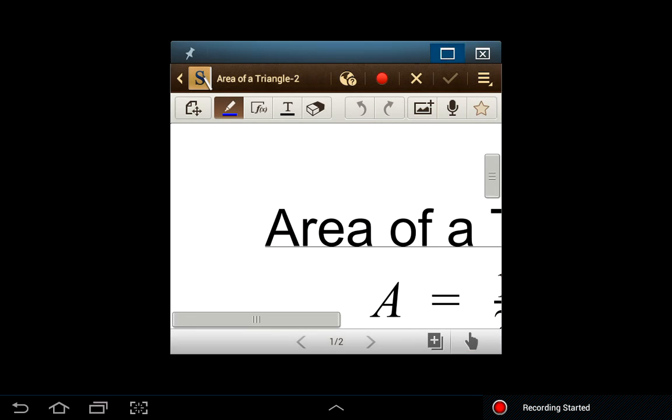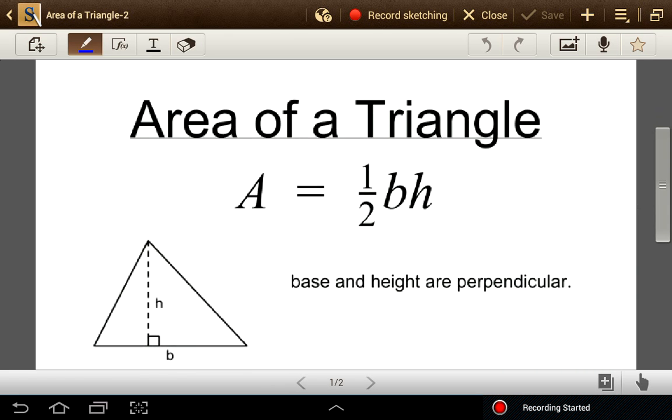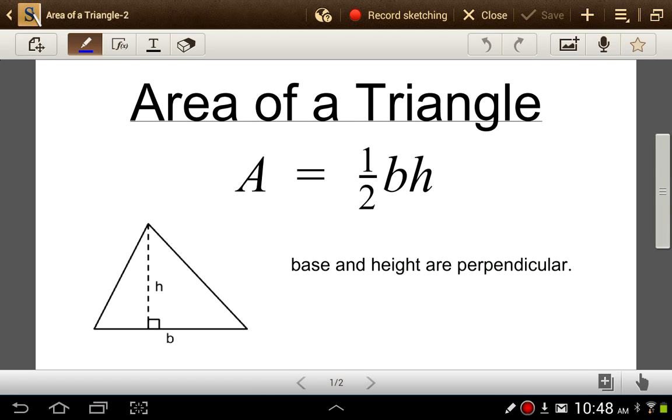Alright, here's how you find the area of a triangle really quickly. The area of a triangle formula is 1/2 base times the height. The reason we have the 1/2 in there, as opposed to the parallelogram, which was just base times height, is that the triangle is half the area of the corresponding parallelogram.